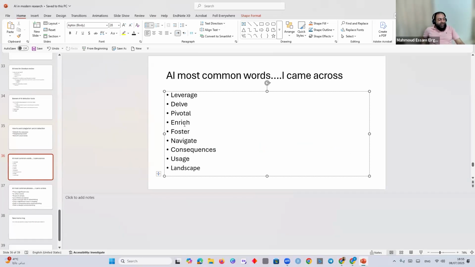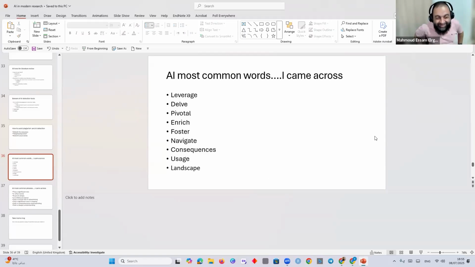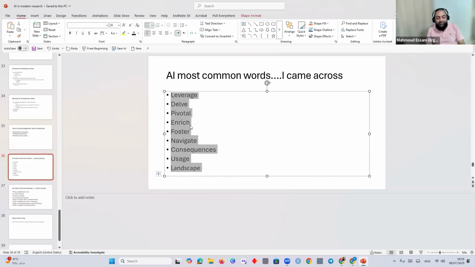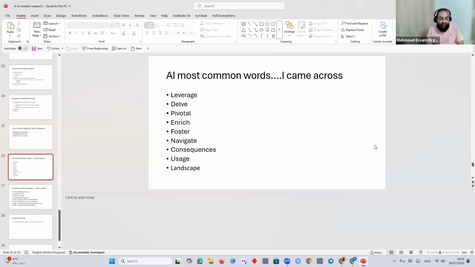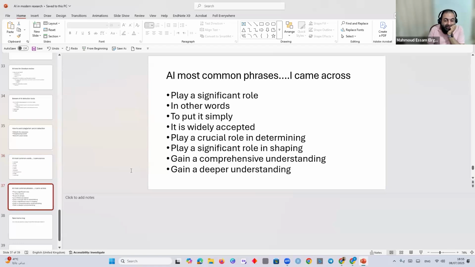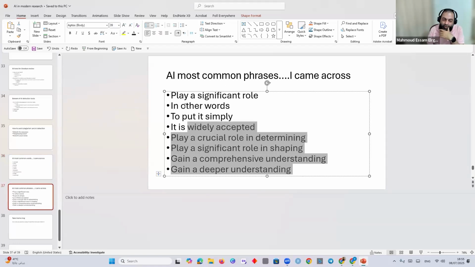At least if you don't use these words, your life will be easy. You will not get detected because of these words. I wrote a letter to the editor about them, that these words are being used a lot these days. Again, the same goes for common phrases. Try not to use these phrases because they are being used a lot now, like play a significant role.